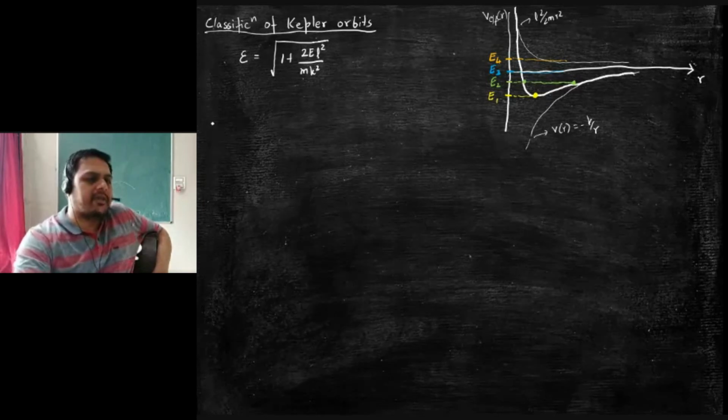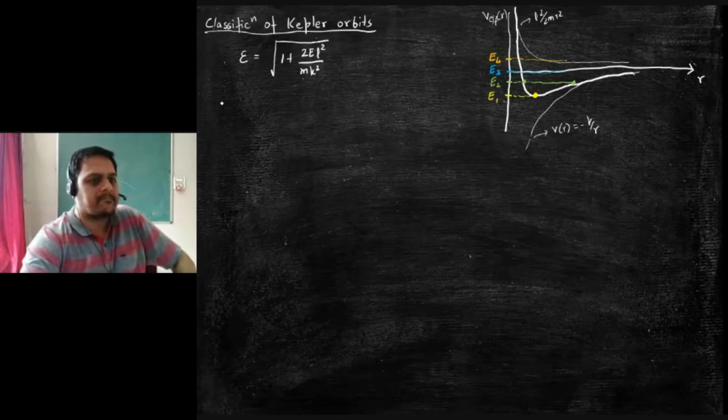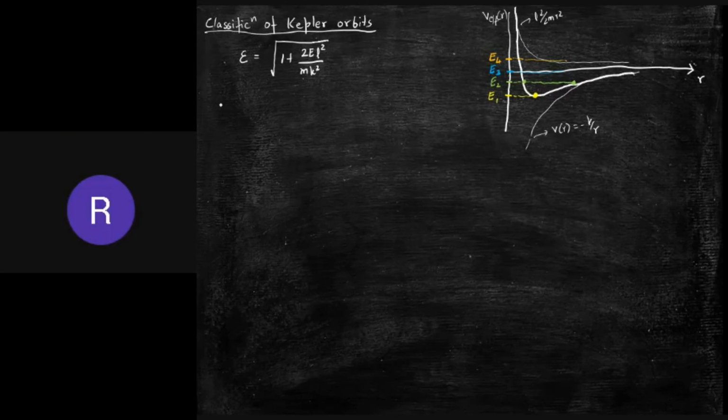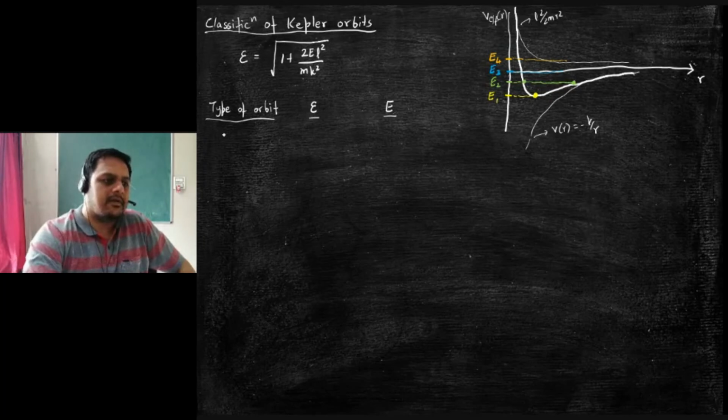For a circular orbit, what is the condition? Eccentricity equals 0. Very good. So, type of orbit, eccentricity and energy. For a given type of orbit, circular, what is the eccentricity?